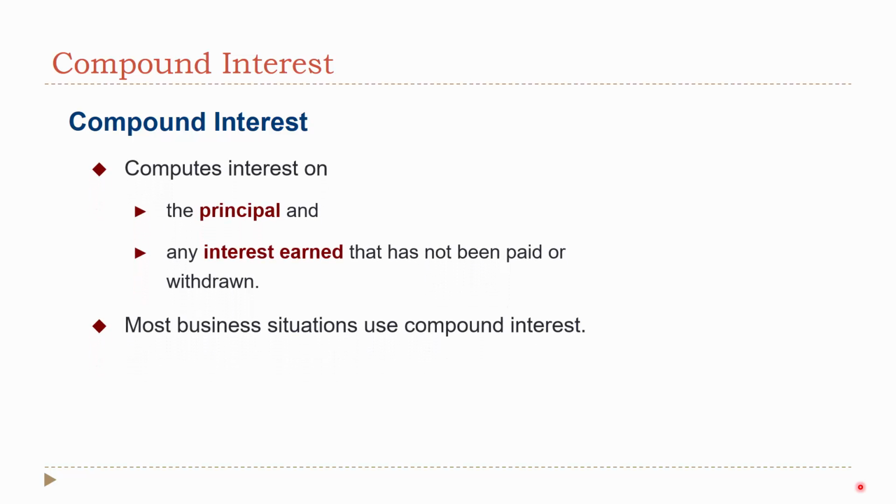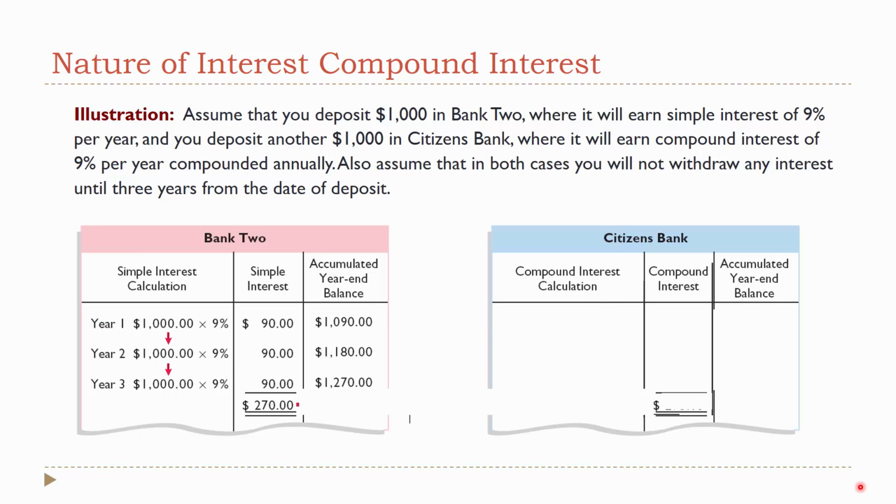Compound interest is where interest is computed on the principal plus any interest that had been earned or owed from prior periods. Most business situations use compound interest. Your bank pays you compound interest, right? Whatever interest you earn in January is added to your balance so that when they calculate the February interest, it includes that amount. Let's look at an example then that compares simple interest to compound interest.